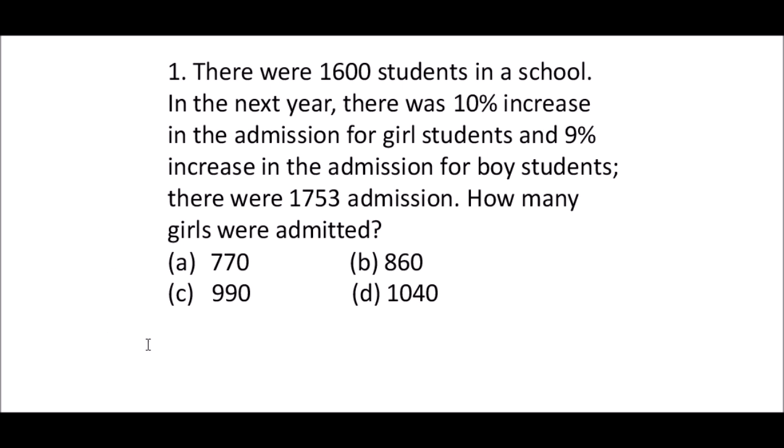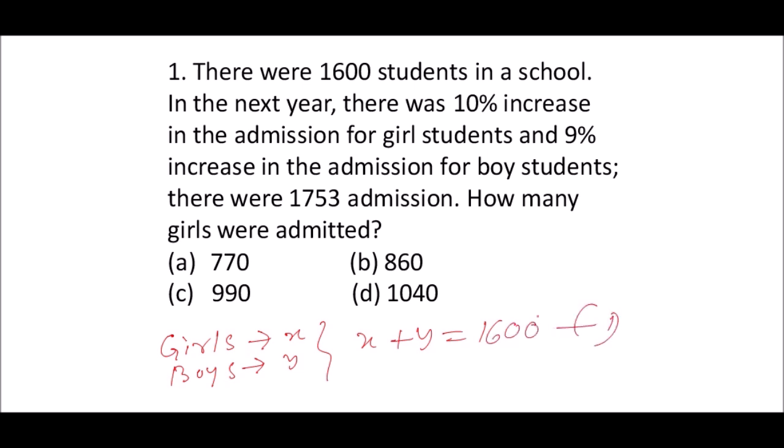Now, let us consider that in the previous year, the total girl students were X and the total boy students were Y. Therefore, X plus Y is equal to 1,600. That is equation number 1.